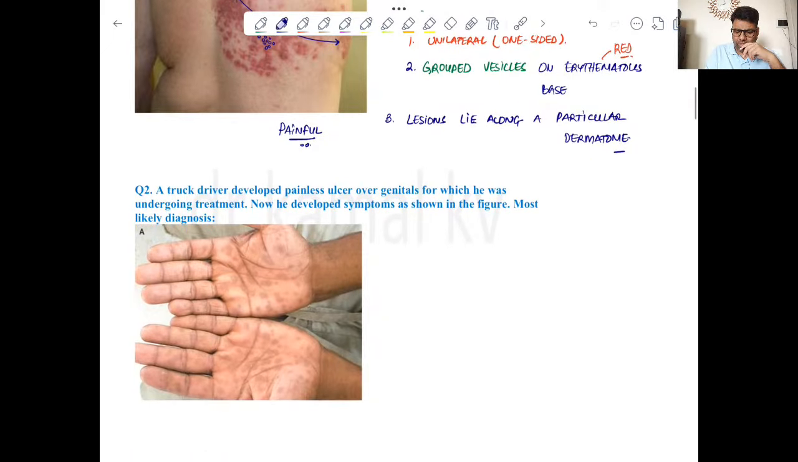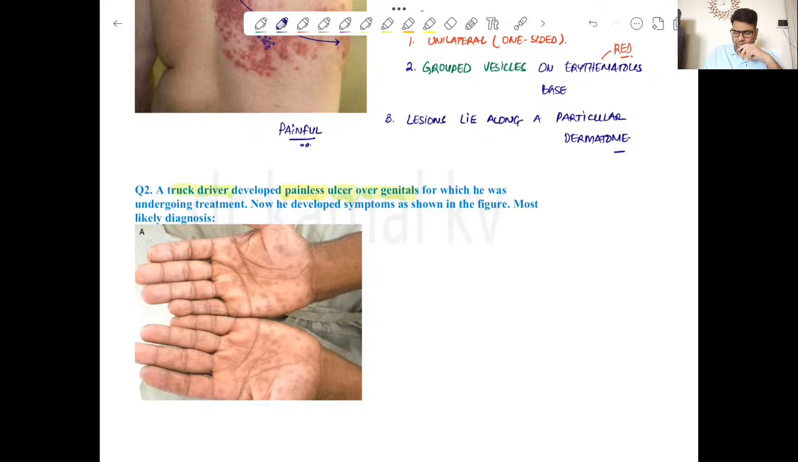Now we move on to another condition, and here a truck driver developed a painless ulcer over the genitalia. After some time he developed lesions like this. So now what is this?